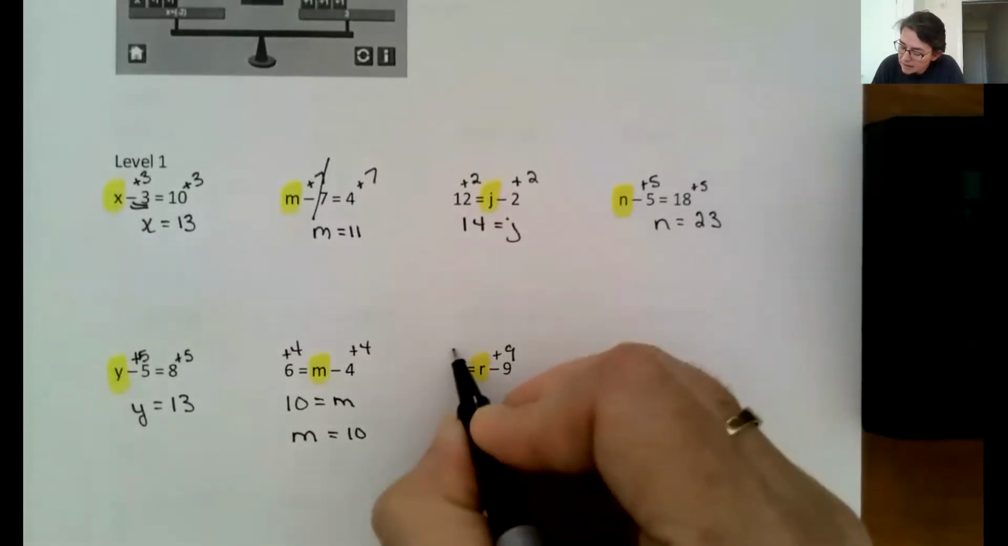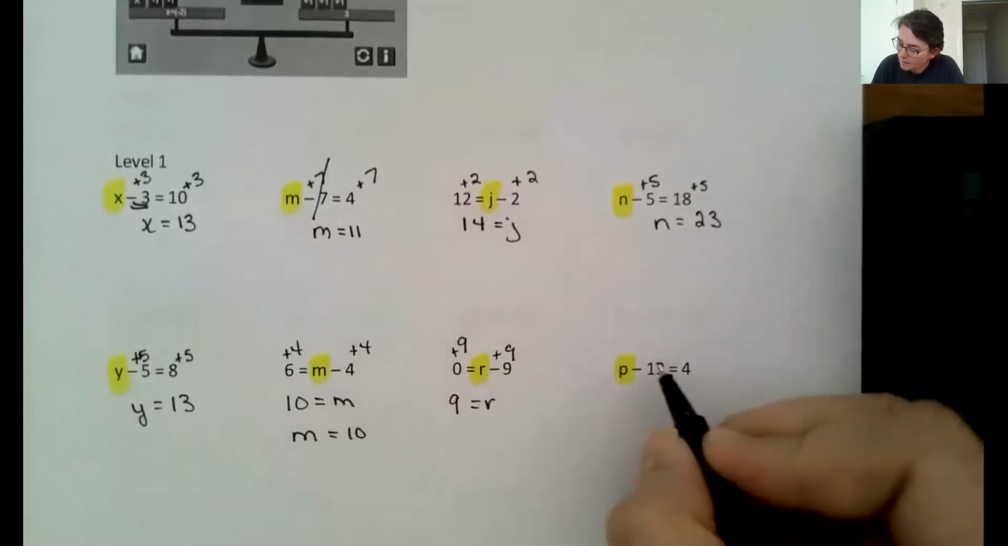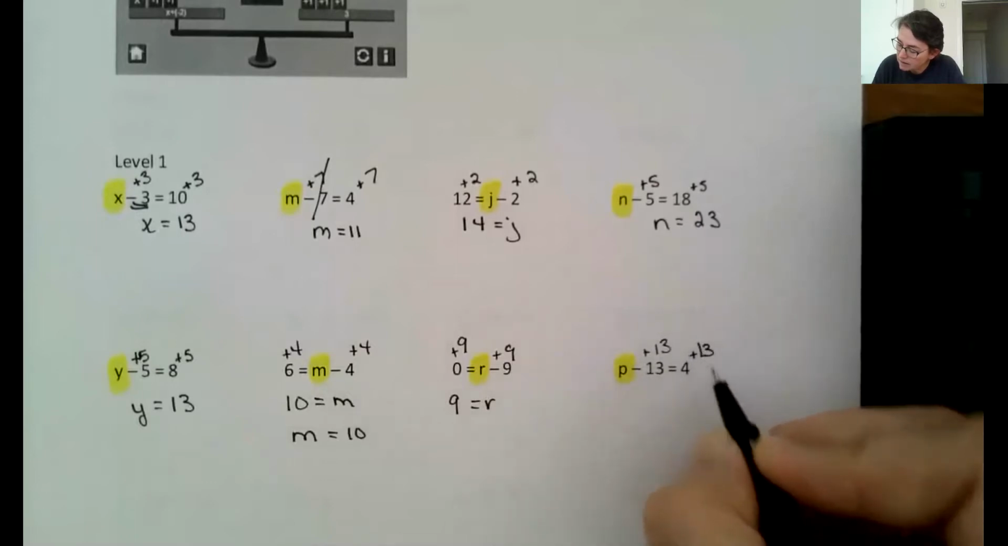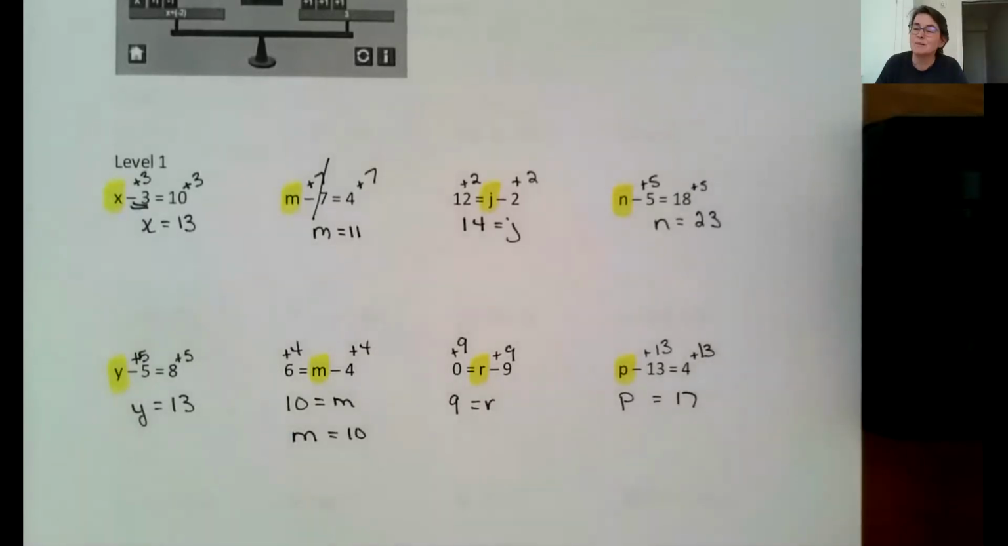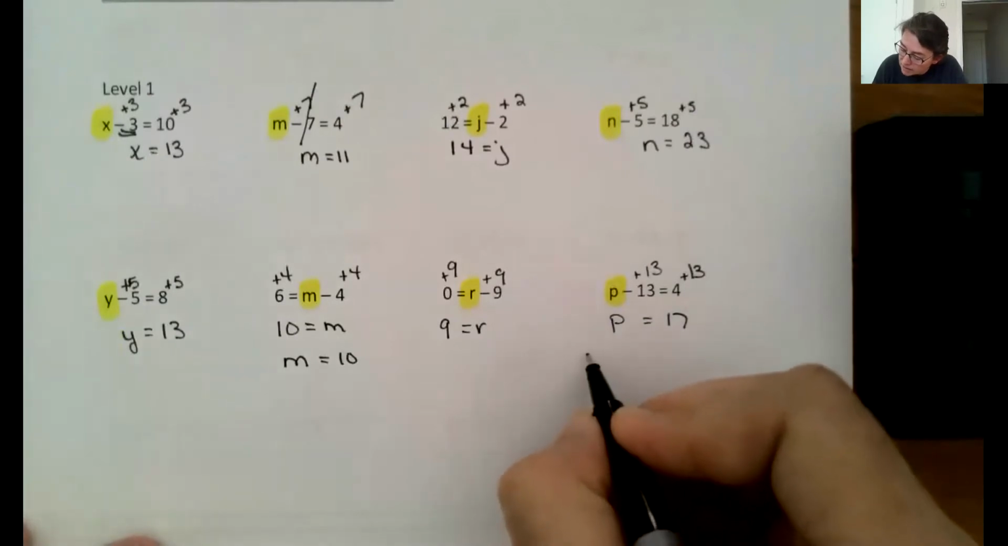Plus 9, plus 9. So 9 is equal to r. And plus 13, p is equal to 17. Now, those are all super easy, but for practice, let's do a check on this last one.